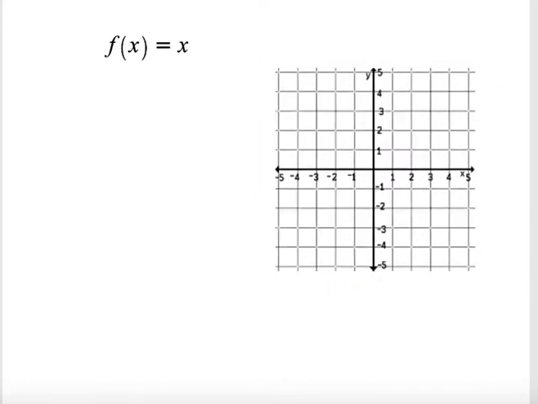Now if you move on to number 2 on that packet, it asks us to graph f of x is equal to x. Now this is a special function. It's not a constant or a piecewise function, but this is actually the identity line. And this is considered the identity line because no matter what the x value is, the y value is the same value. That makes an identity.